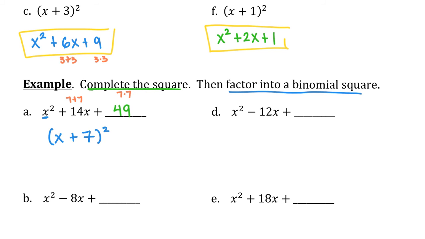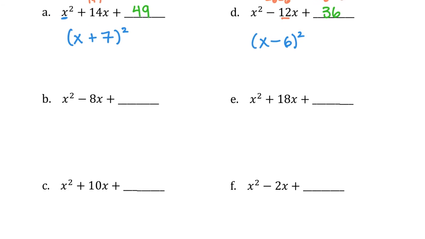Okay, let's see. This is minus 12. Divided by 2, I get 6. So this is negative 6 minus 6. If I do negative 6 times negative 6, I get 36. That's completing the square. And then factor into a binomial square is going back to figuring out the parentheses. Since it starts with x squared, it's x. Since this is a minus, I'm going to put a minus. And then because I used 6 as my number, it's x minus 6 squared. So if I were to multiply this out, I would get this. Okay, let's keep going.